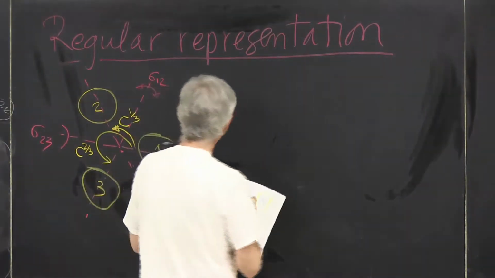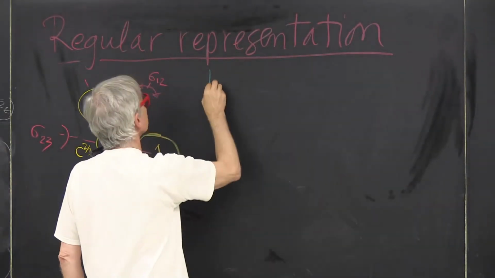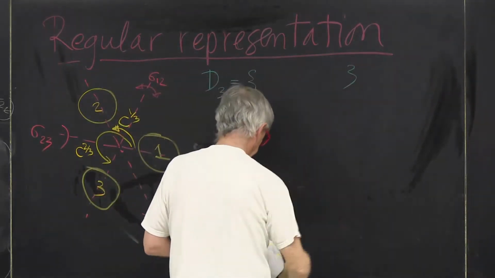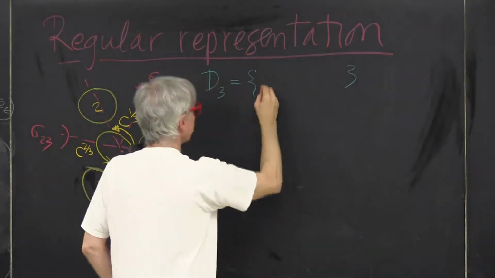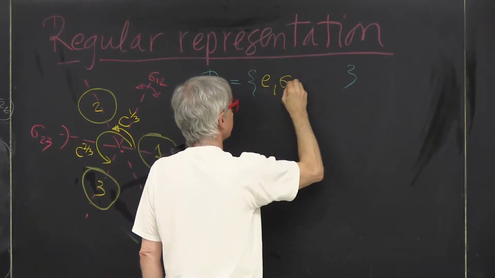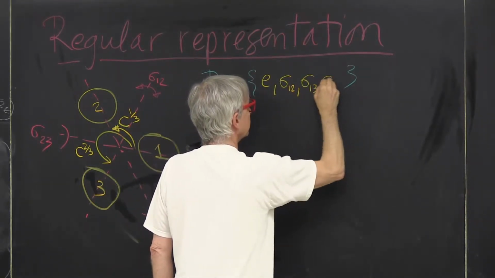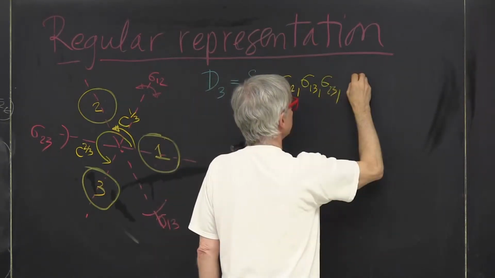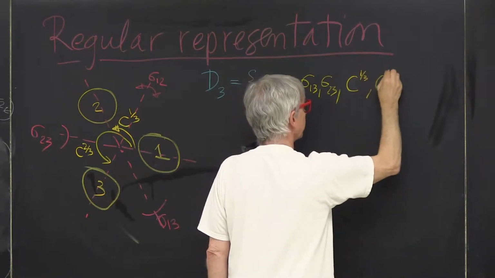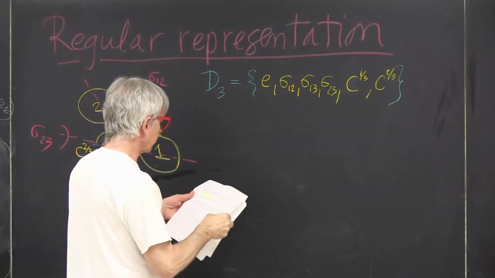So this is a group that has many names, but let's call it a dihedral group of 6 elements. Its elements are the identity, 3 reflections, sigma 1,2, sigma 1,3, sigma 2,3, and 2 rotations by 1/3 of the full circle and 2/3. Now that's what I mean geometrically in this particular problem.